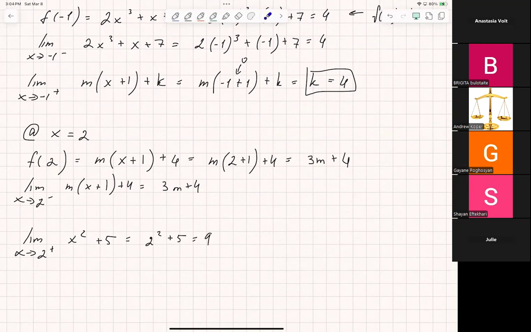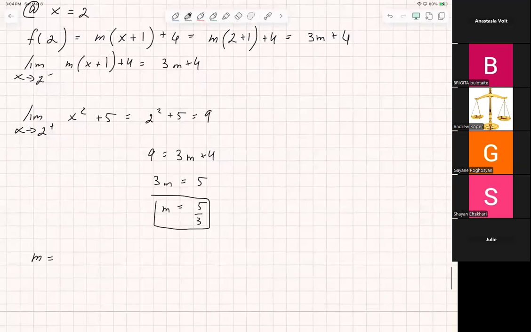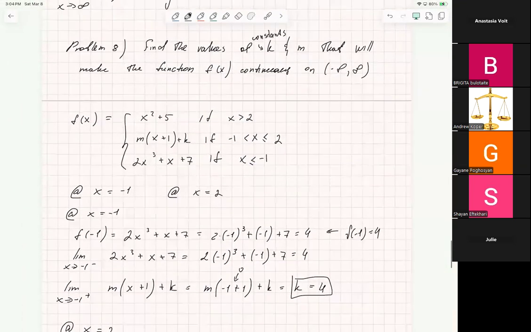So we know that for a function to be continuous, these values should all be the same. So this and this should be the same. So we can equate them. So we can say that 9 should be equal to 3m plus 4. And I'll just solve for m. And we would have 3m equals 5, m equals 5 over 3. Okay. So for the values of m equals 5 over 3 and k equals 4, this function will be continuous everywhere. Okay?